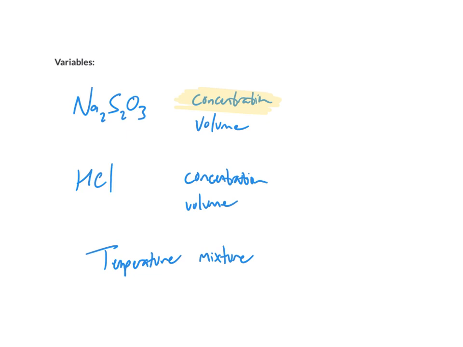So all the other variables would be constant. We're going to change the concentration of sodium thiosulfate as our independent variable and measure the rate of reaction. That would be our dependent variable. So I want you to pause the video now and think about how we could record the rates of reaction for this reaction.